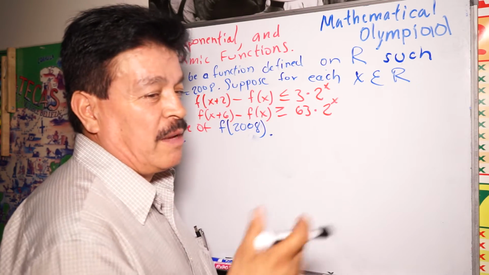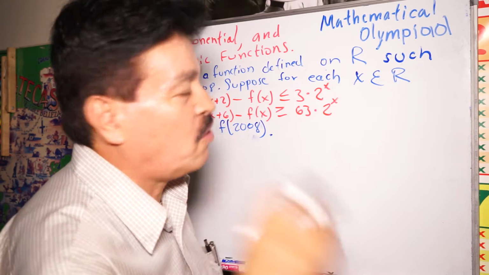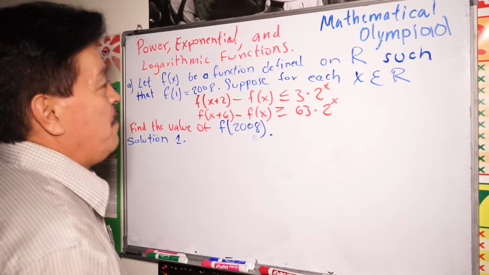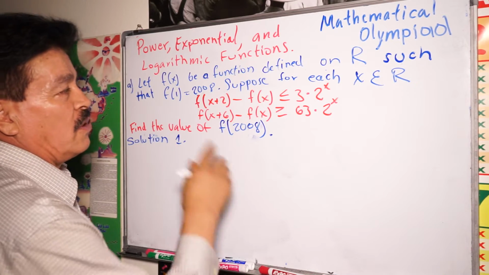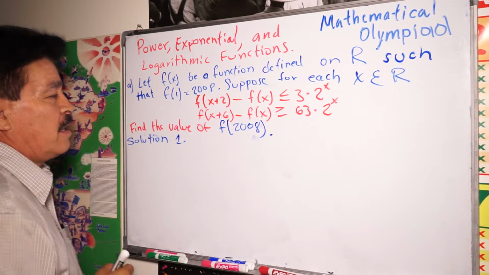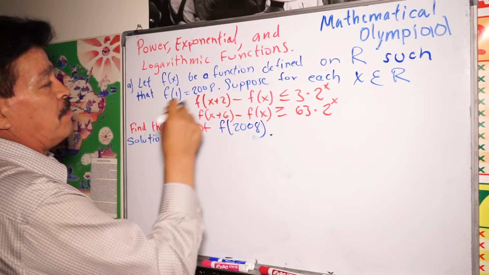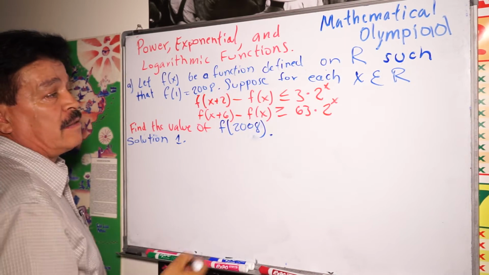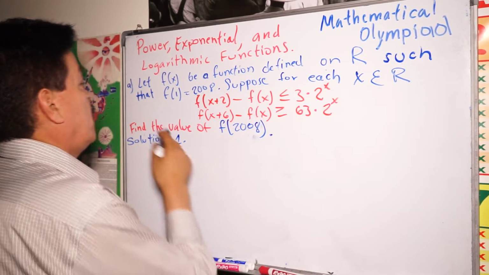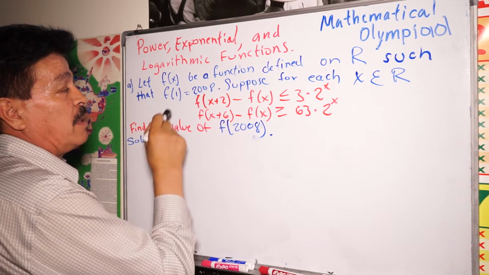So we need to be able to use a lot of rules, a lot of things that you know from math. Okay, so power, exponential, and logarithmic function. All right, we have one problem here. Our problem is: let f(x) be a function defined on R, the real numbers, such that f(1) equals 2008.